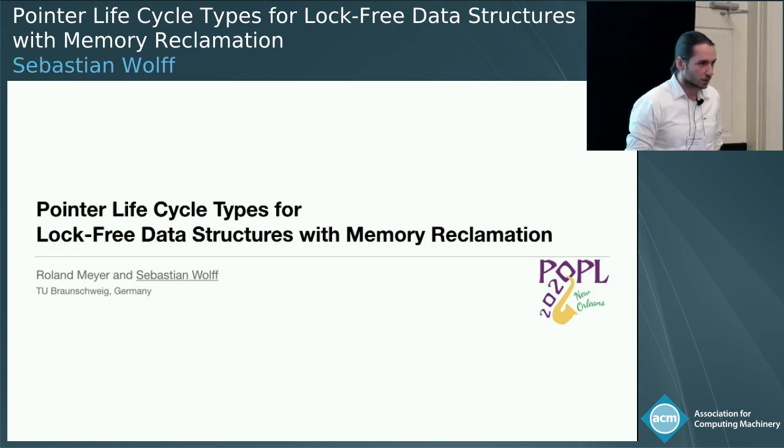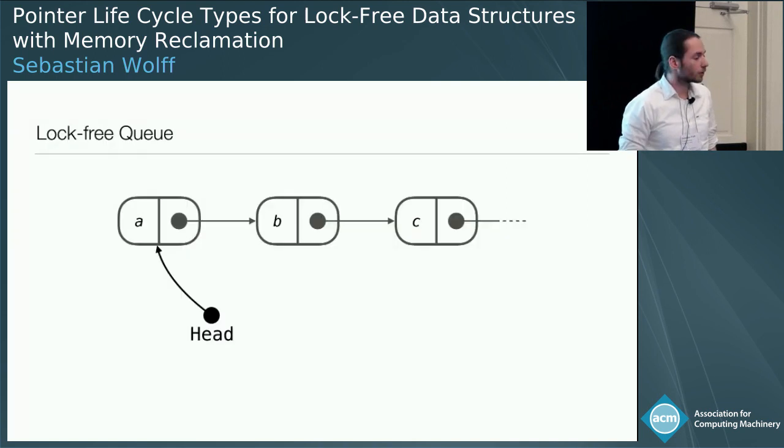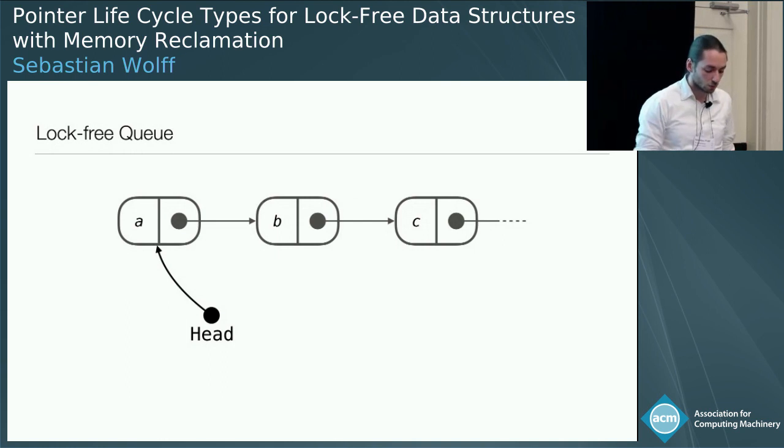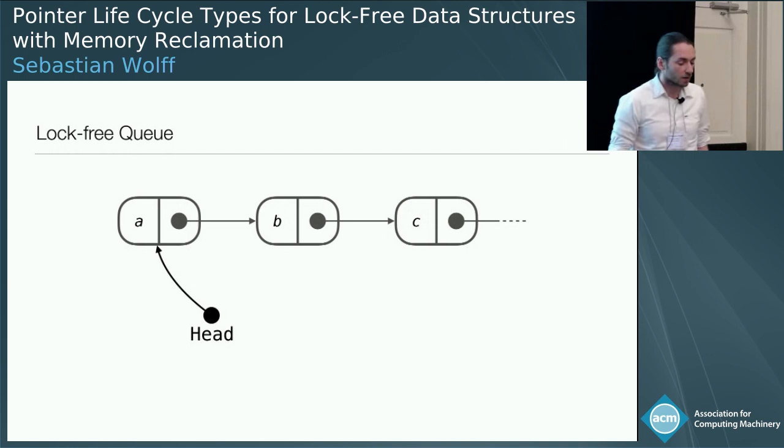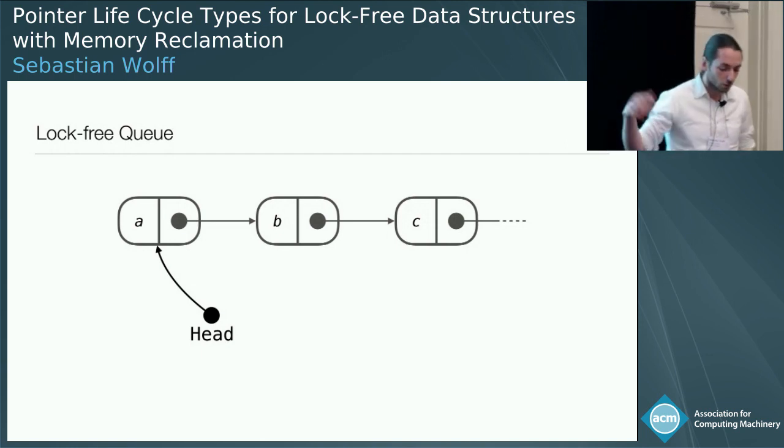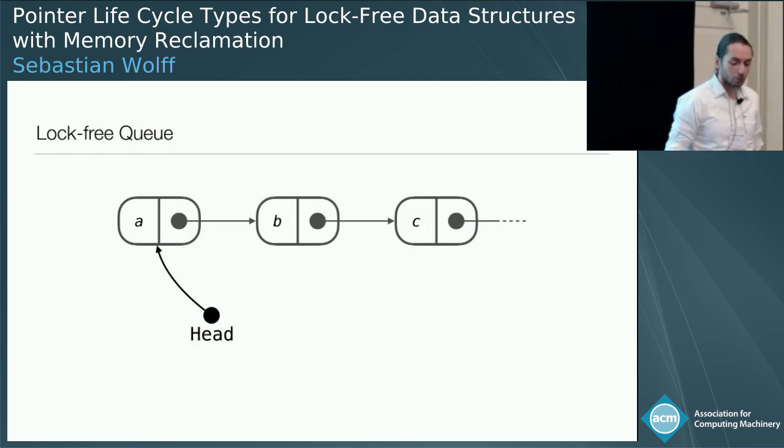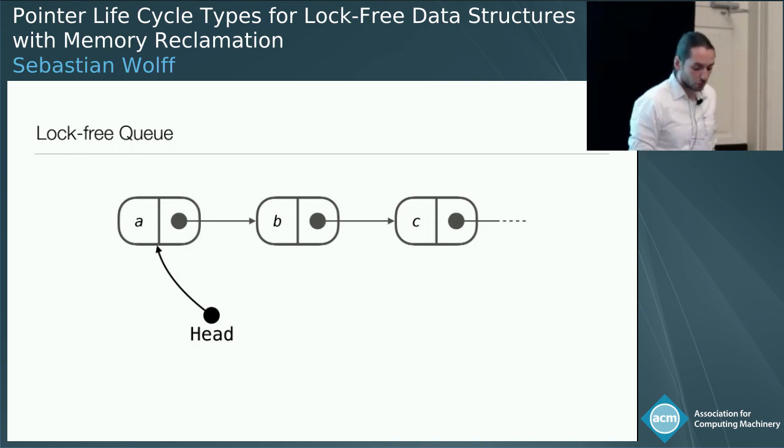So to get us started, I'd like to go over a lock-free queue and see what this memory reclamation is all about. As you can see, the queue is organized as a single linked list of nodes. Here the nodes are named A, B, and C, and there is a shared pointer head that points to the first node in the queue.